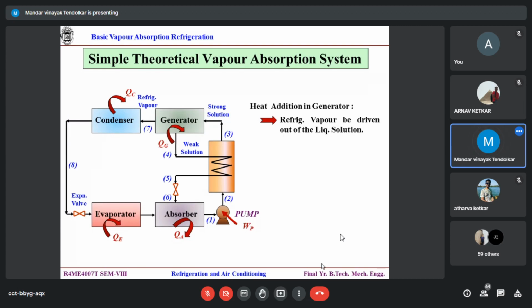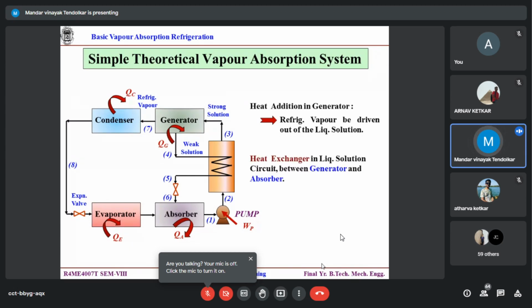Liquid absorbent falls down. Vapor refrigerant goes further to the condenser part. Correct? So it's only the heat transfer, pressure remains the same.